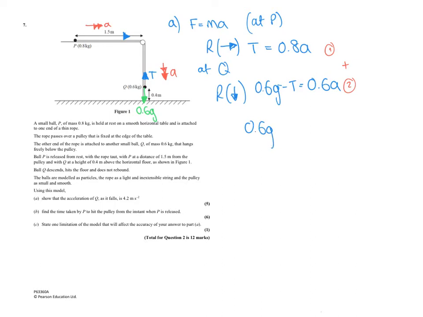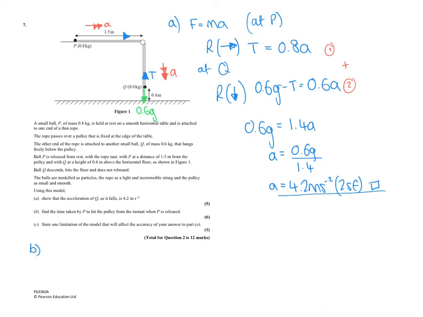So if we add them together, that will cancel out the T's, and we get 0.6 g is 1.4 a. Solve that for a, which is 0.6 g over 1.4, which is 4.2 meters per second squared, as asked in the question.